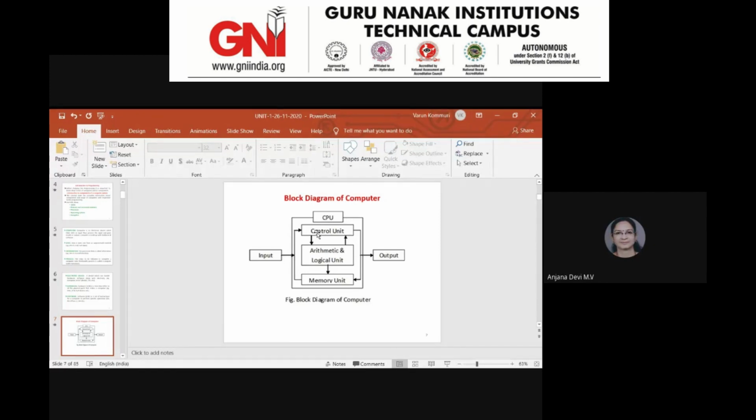Then what about the arithmetic and logical unit? It performs arithmetic and logical operations. Yes. Then what about the memory unit? It stores data. Okay. In how many ways can we store the data? Primary storage and secondary storage.